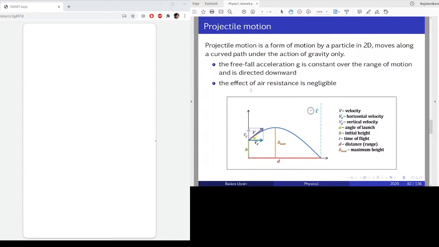From this example, we can calculate several things. We will add the initial velocity, initial height, and the angle of the motion, this alpha, the launch. From that, you can calculate the horizontal and vertical velocity only by using sine and cosine, and you can calculate the distance, the maximum height, and the time of flight also. Let's see how.